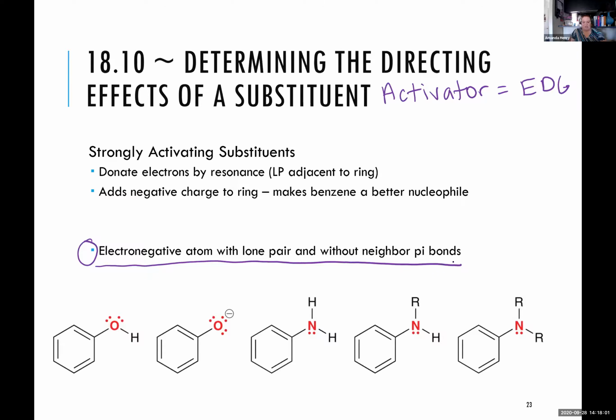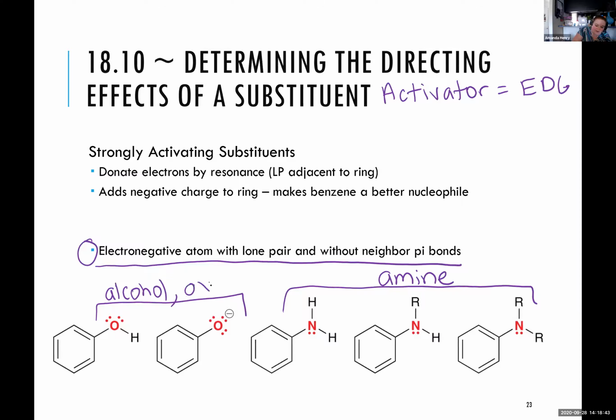So if we look at our examples on the bottom there, we have oxygen and nitrogen. They obviously all have lone pairs. Our nitrogen, we have primary, secondary, and tertiary, but they're all nitrogen, so they're all amines. And then for our oxygen, we have an alcohol, and then we have an oxide, so an oxygen with a charge. Ethers do not fit into this category.